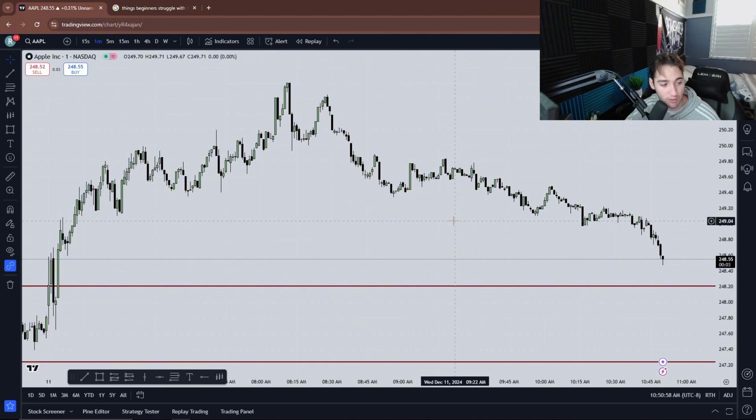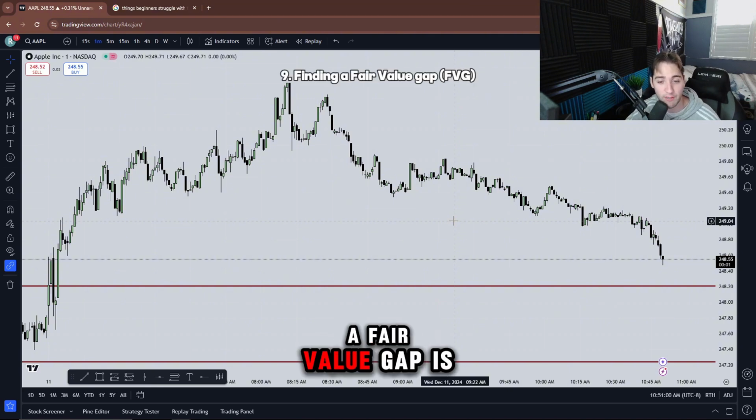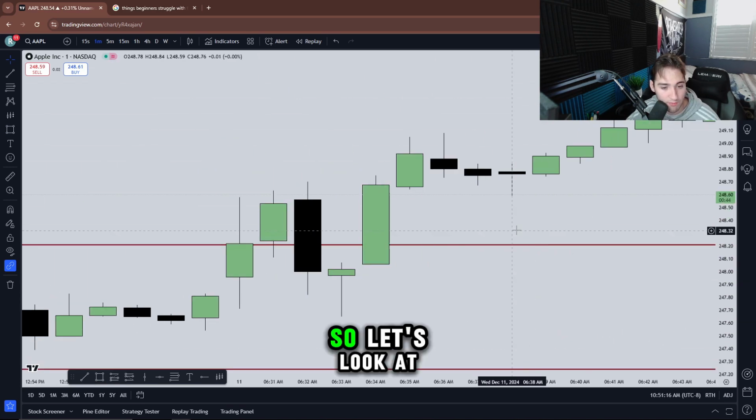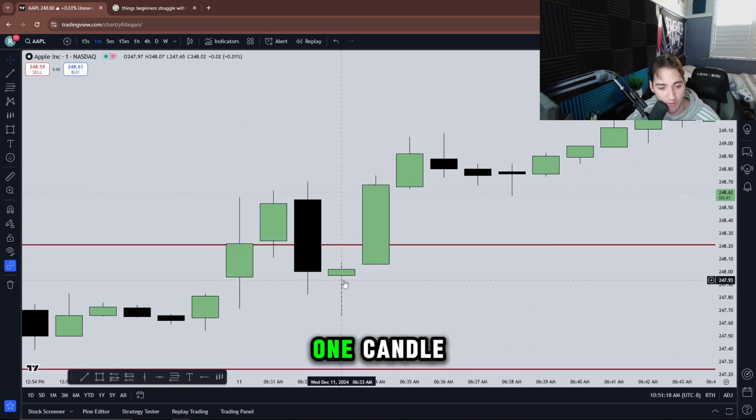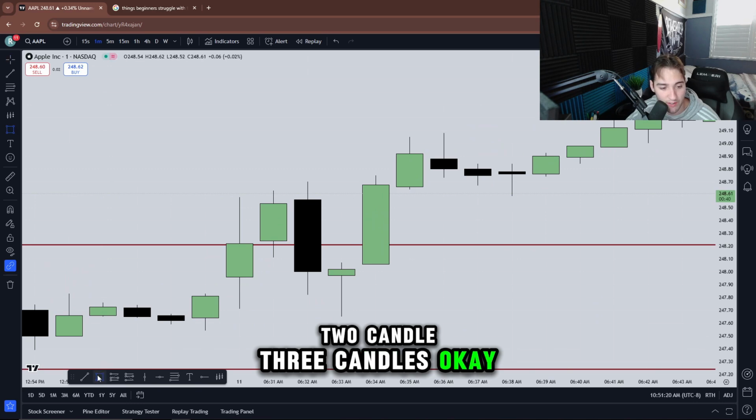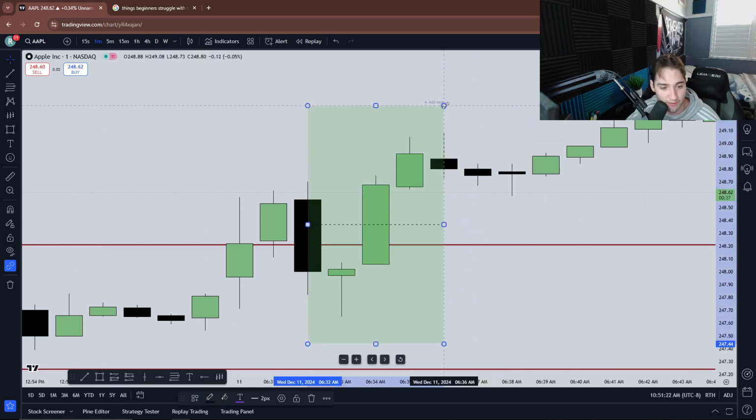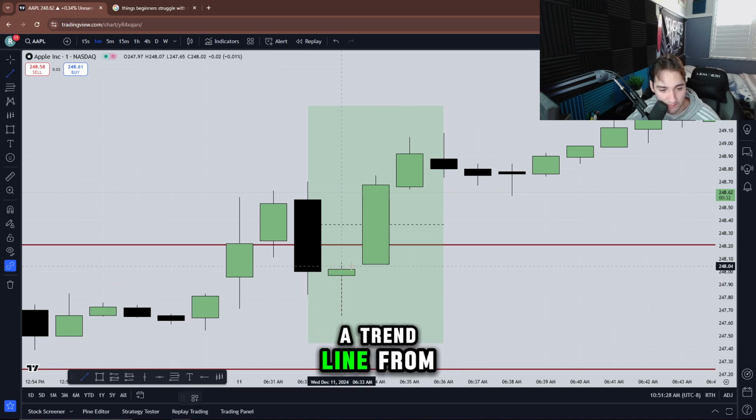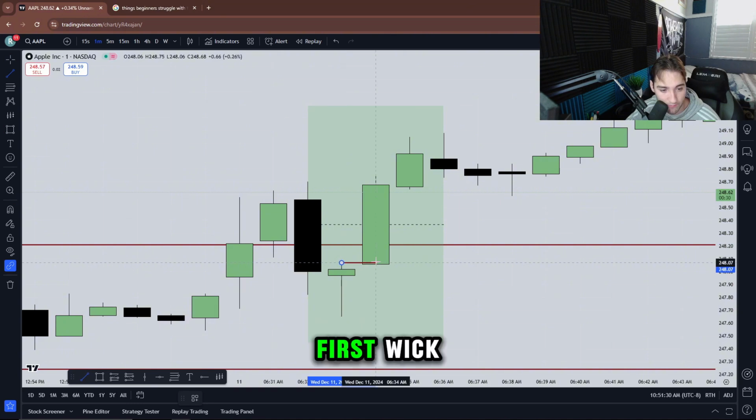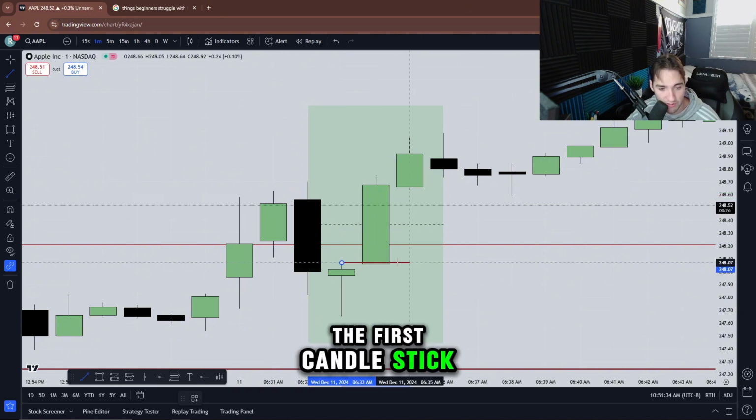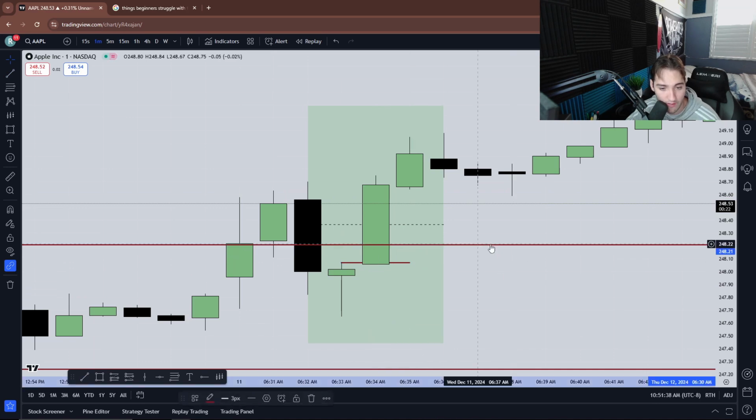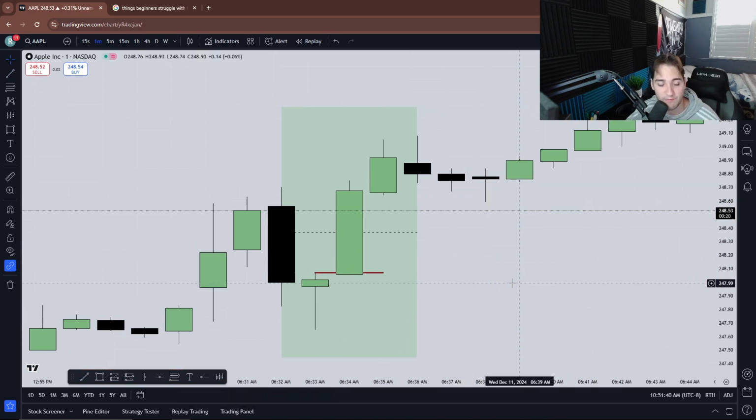To have a bias in the markets, you've got to know what a fair value gap is. And I'm going to show you. It has to do with 3 candles, okay? So let's look at this one. There's 1 candle, 2 candles, 3 candles, okay? I'm going to highlight this area here just so you see it. We're going to look at these 3 candles, okay? And we're going to draw a trend line from the high of the first candlestick wick. Okay, I'm going to draw that to there. Let me get rid of this line just so it's not confusing to you.